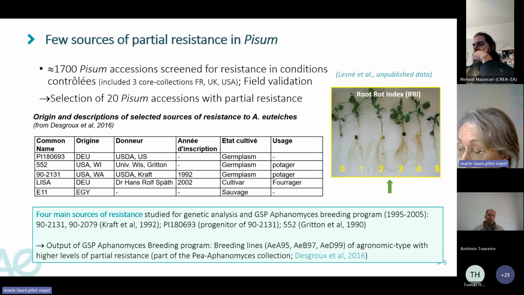And this program resulted in the selection of breeding lines of agronomic type with higher levels of partial resistance. These lines were a major part of the Pea Aphanomyces collection, which was used for GWAS analysis of resistance. And also two other sources of resistance, E11, which is a wild Egyptian accession, and Lysa, which is a fodder German cultivar, were also used for genetic analysis in advanced backcross populations.